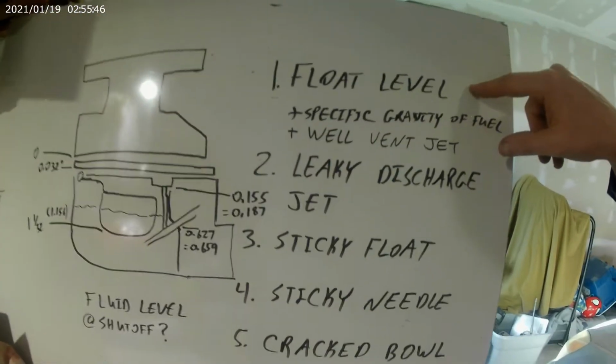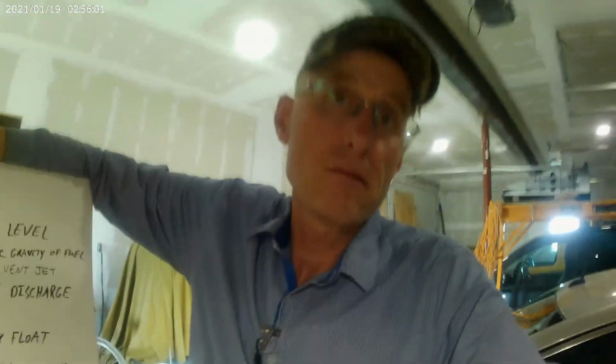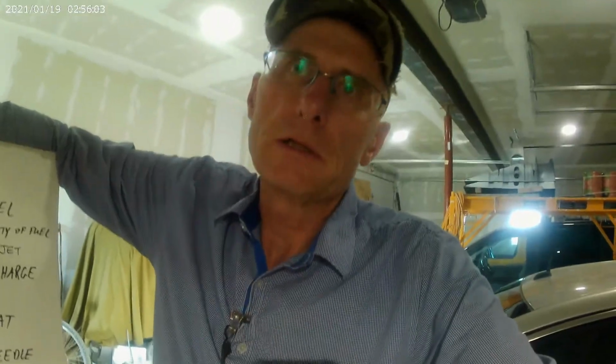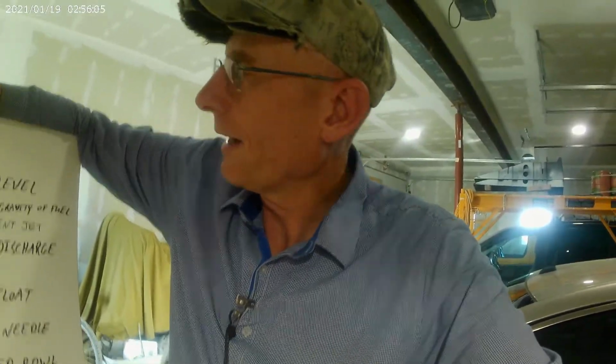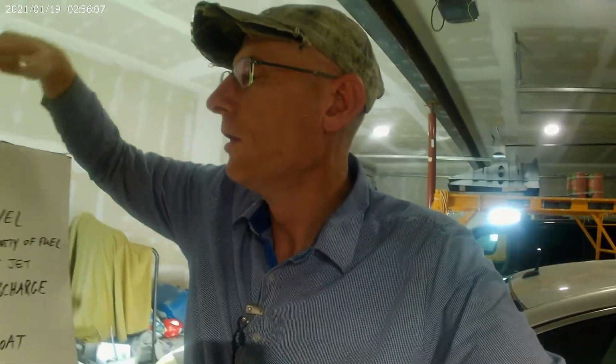Well, let me take a step back. I came up with 5 different modes of failure, 5 things that could be happening. So it could just be my float level, and I've set the float level exactly as per spec in the document. I did some reading online, and people said the specific gravity, or specific density, of the fuel is less than it used to be when these were designed. That could be true. It's unleaded now. I don't run ethanol-based fuel.